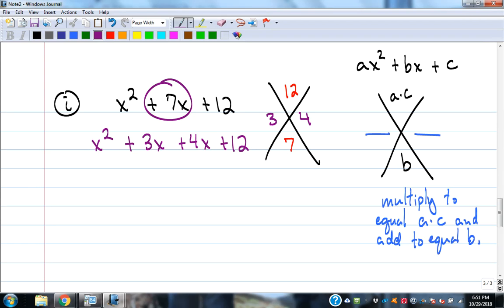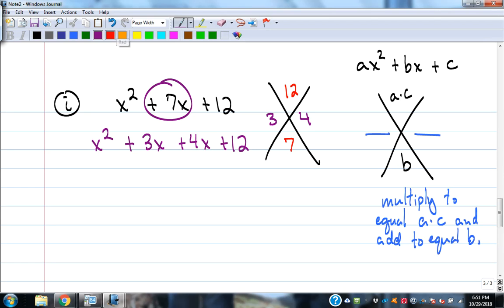Now I'm going to group that. First two together, second two together. Here's the great thing. You can't screw this up. It doesn't matter which one you put first. If I put 4x in the front, that's okay. And then 3x. It doesn't matter. At the end of it, it'll be the same. Okay? So it doesn't matter what order you put those in.